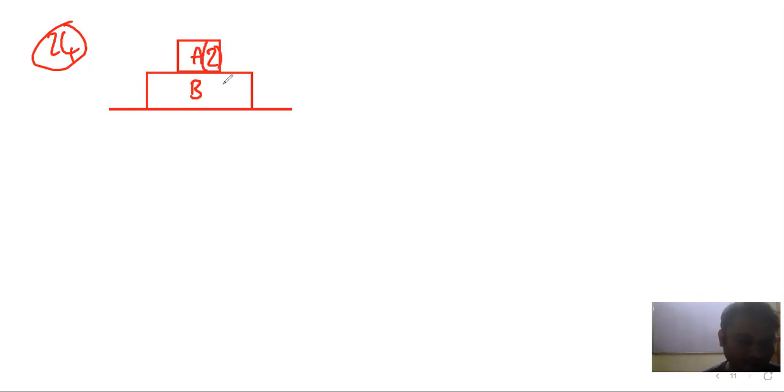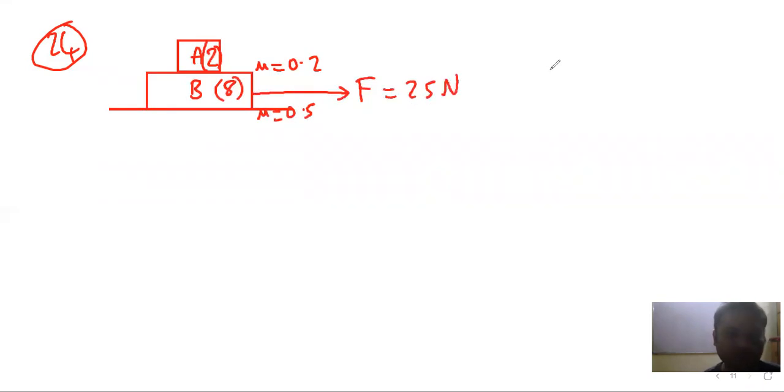A has mass 2 kg and B has mass 8 kg. Now, in this case, we are given the coefficient of friction between A and B as 0.2, while that between the floor and B is 0.5. When a horizontal force F of 25 Newton is applied on block B, we have to calculate the force of friction between A and B.